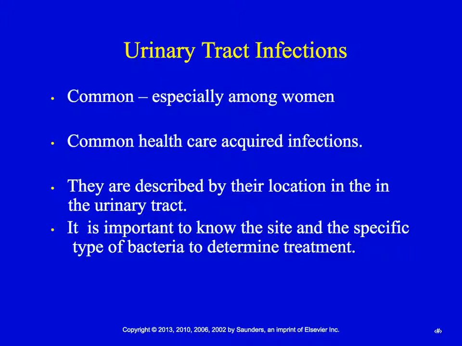Age is another risk factor. If you recall from Chapter 68, all of the changes that are associated with aging in the urinary system. A lot of it is decreased bladder capacity, weakened urinary muscles, and a tendency to retain urine. All of those things together make people more at risk for urinary tract infection. And then it's a very common, like I said, healthcare acquired infection.